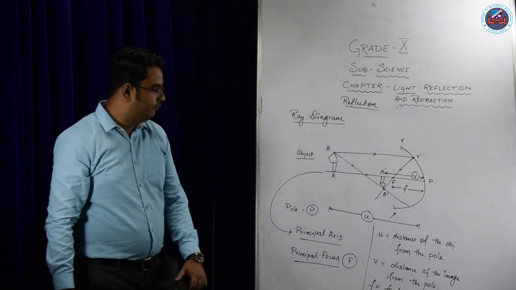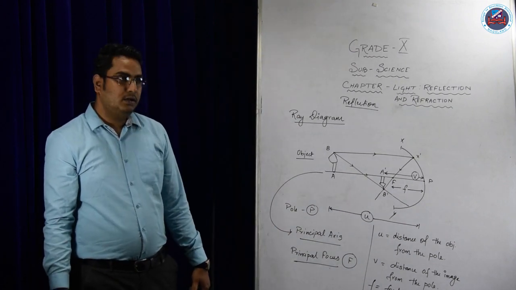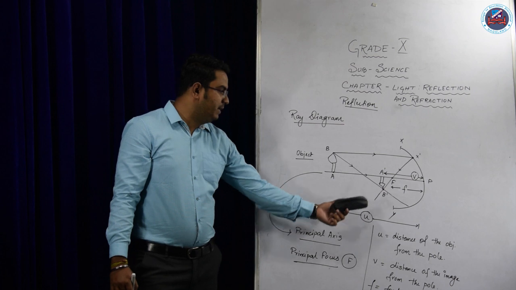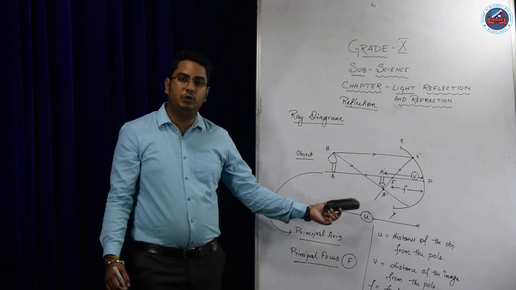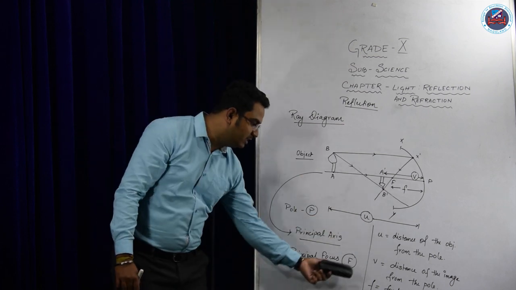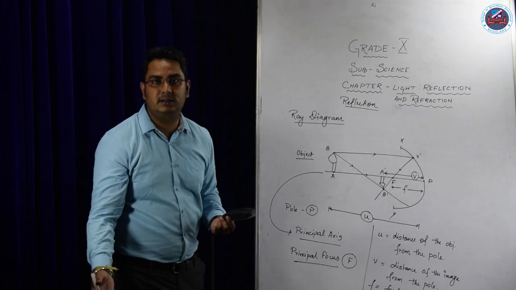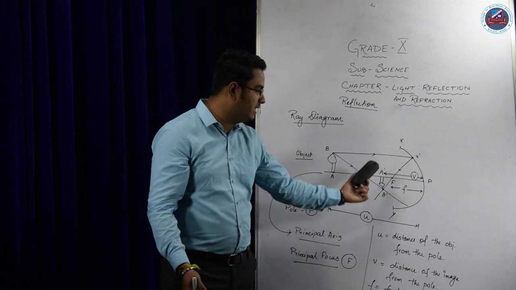It is called the focal length. So these are the basic terms which we are going to use in this chapter. Based on these basic terms there will be numericals, so please try to understand.